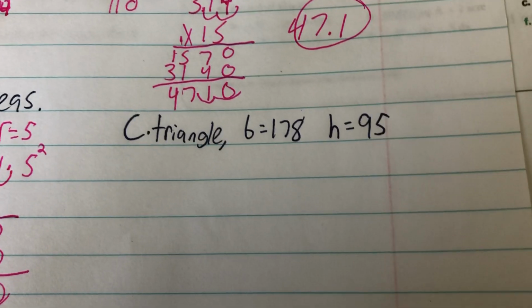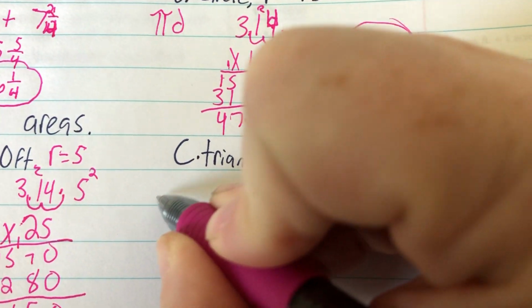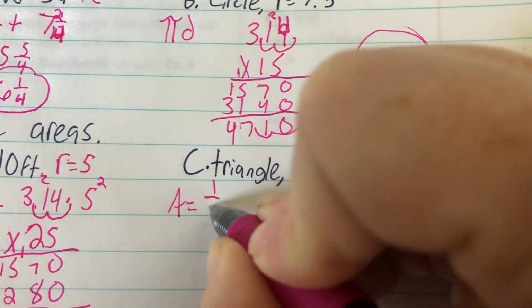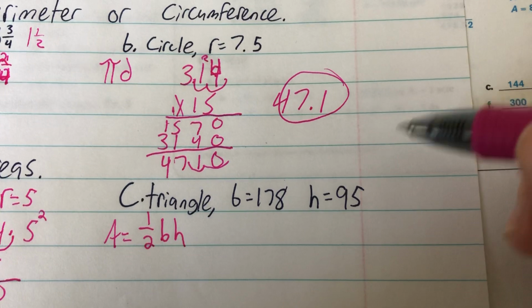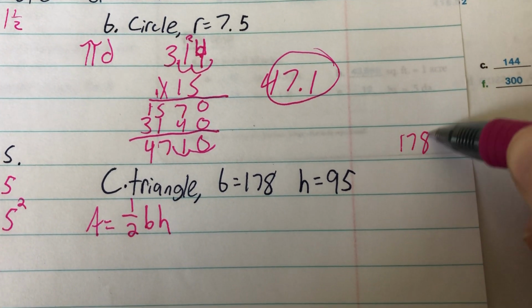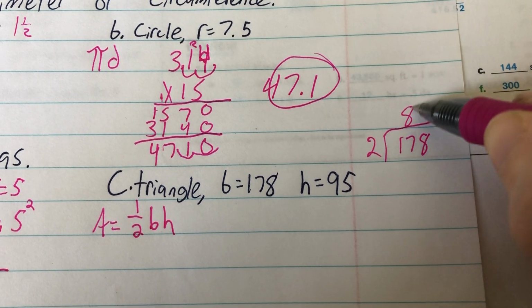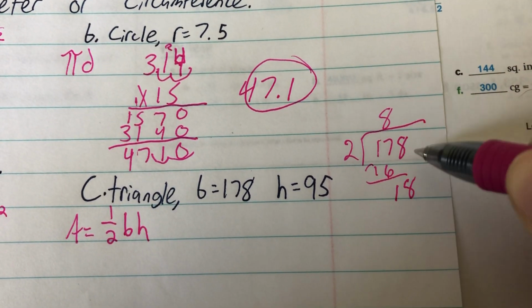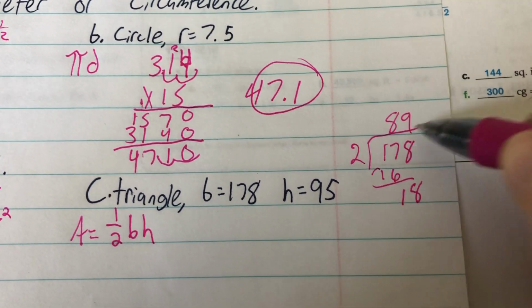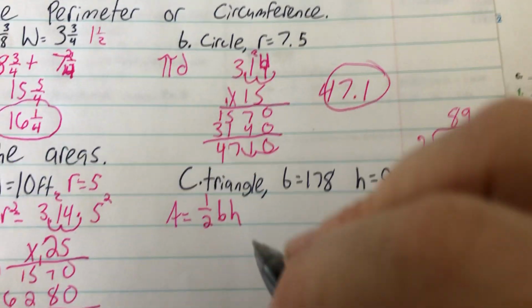Okay, area of a triangle with a base of 178 and a height of 95. My area of a triangle is 1/2 base times height. So 178 divided by 2. 1 into 17 is 8. 16, 1. Bring down my 8. 2 into 18 is 9. So half of 178 is 89.